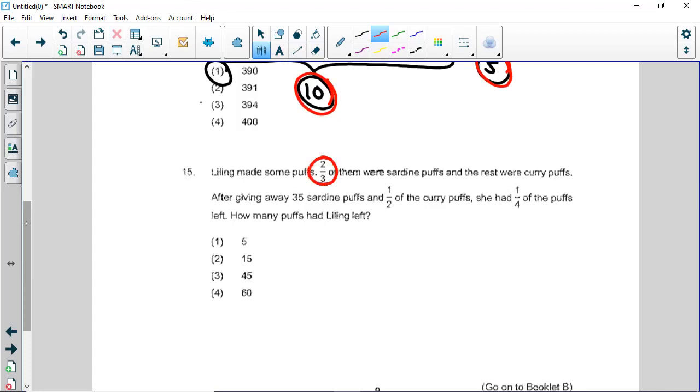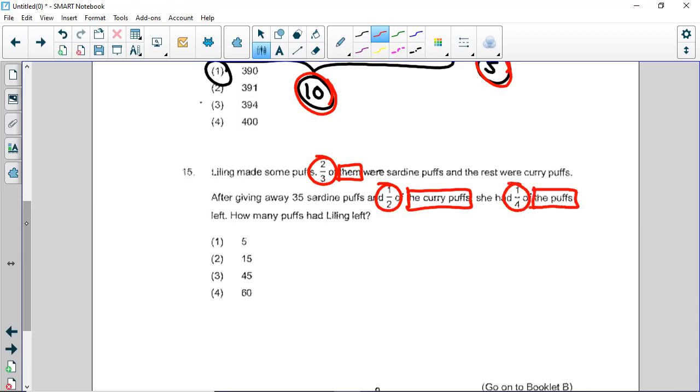You look at all the 3 fractions. What are they talking about? 2/3 is talking about the whole path, which is all the path. And the half is talking about only the curry path, talking about curry path only. And the 1/4 is talking about the path.